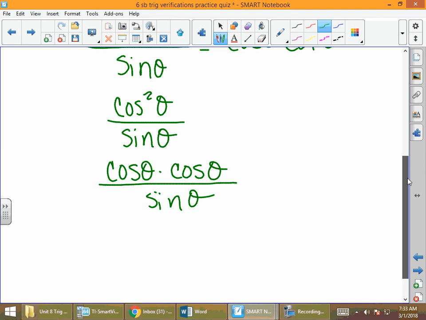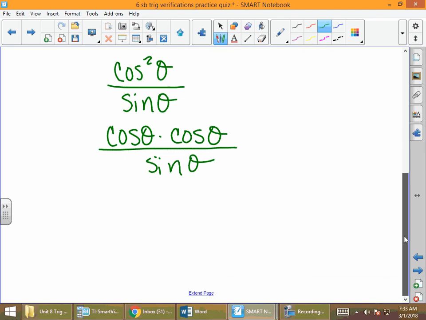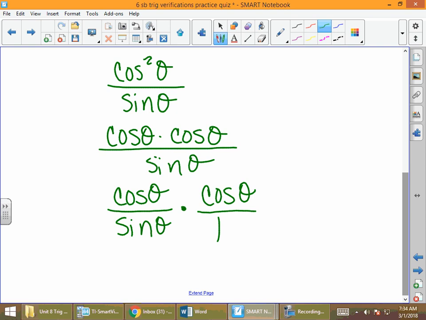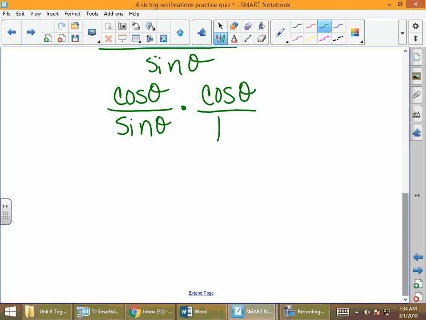So we're getting really close, because what we can do is we can split this apart. We can rewrite this as cosine theta divided by sine of theta times cosine of theta divided by 1. Notice, when we're multiplying fractions, we multiply the tops together and the bottoms together. So cosine times cosine on the top will give us the cosine squared. Sine times 1 will give us sine on the bottom. And what happens is, when we rewrite this expression, cosine divided by sine turns into cotangent of theta.